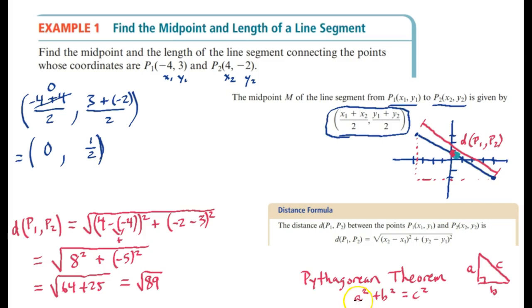You may be asked to round this to so many decimal places. You can use your calculator for this: the square root of 89. Let's go ahead and round this to 2 decimal places. So this is approximately 9.43. If any units were given in the problem, you would want to include them. If we're talking about inches, you'll want to put that after your solution. But in this case, we have no units, so 9.43. What we're saying here is that the length of this line segment right here is 9.43.